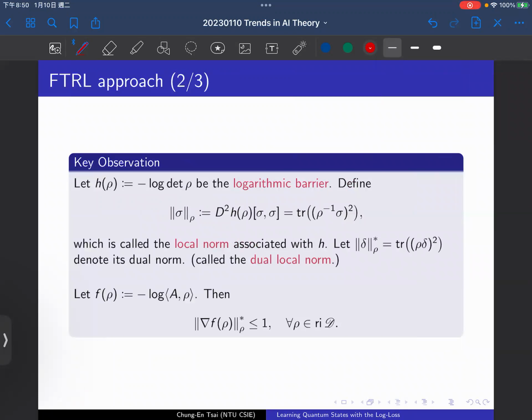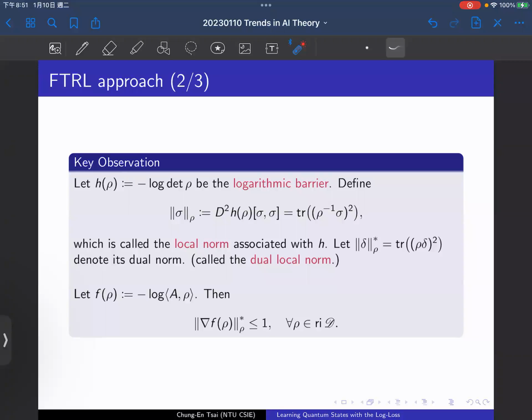Okay, so the position-dependent norm we choose is defined as follows. We let H(rho) be the minus log determinant, which is the logarithmic barrier. And then we define a position-dependent norm like this. At the position rho, the norm is defined as the second-order Fréchet derivative of H at rho in the direction sigma and sigma. You can write this down and it will be the trace of the square of the product of rho inverse and sigma. And this norm will be called the local norm associated with the function H.